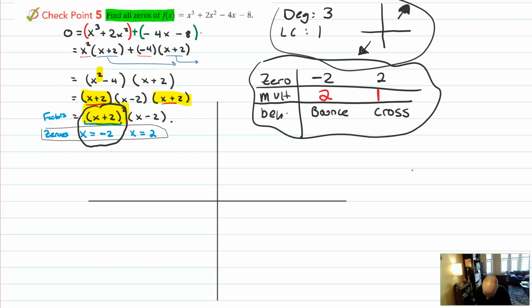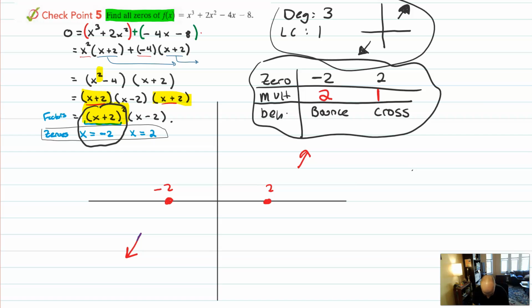All right, so I have two important pieces of information. The zeros are at -2 and 2. Let me make it a little more symmetric than that, though. There. The end behavior has to be down and then up. So I'll try to match those zeros.